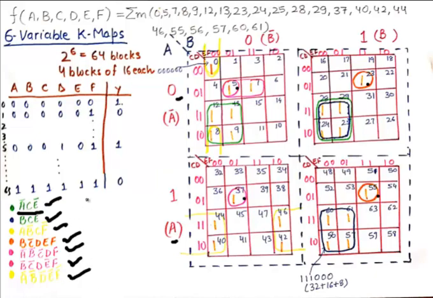So we get a sum of product of 1, 2, 3, 4, 5, 6, 7 terms. So we had 7 groupings, and for those 7 groupings we have 7 different terms, and that's how a six variable K map is solved. And I hope this tutorial was of help.